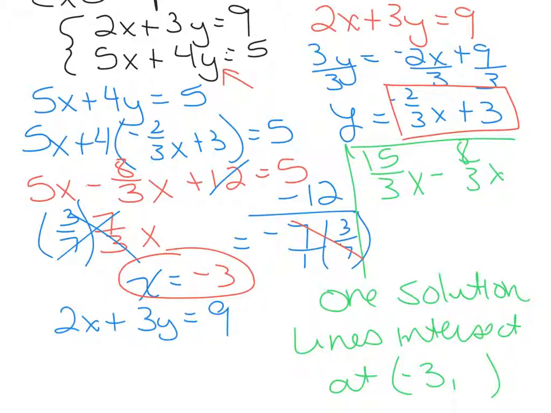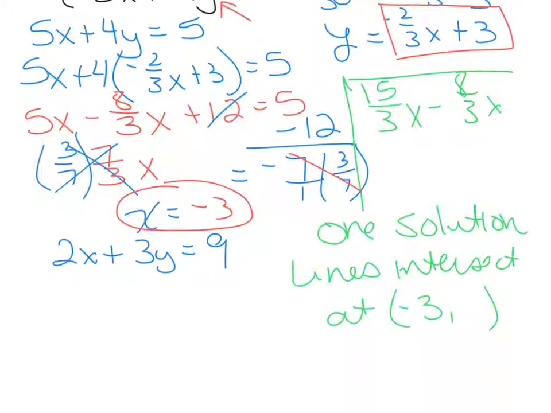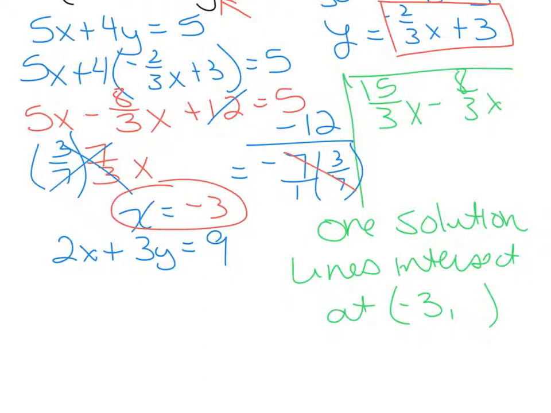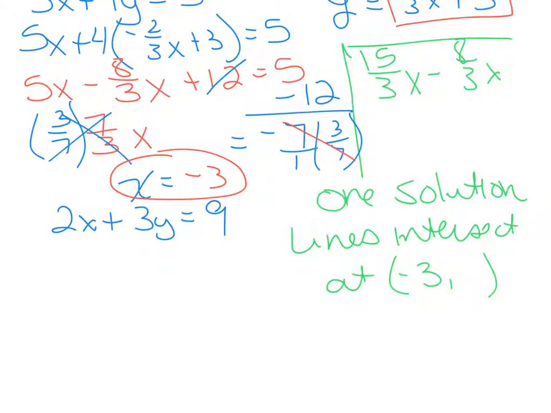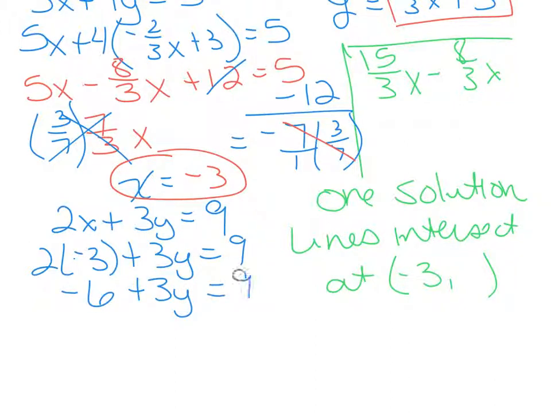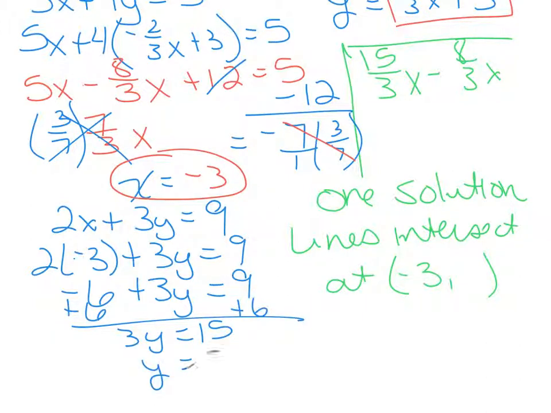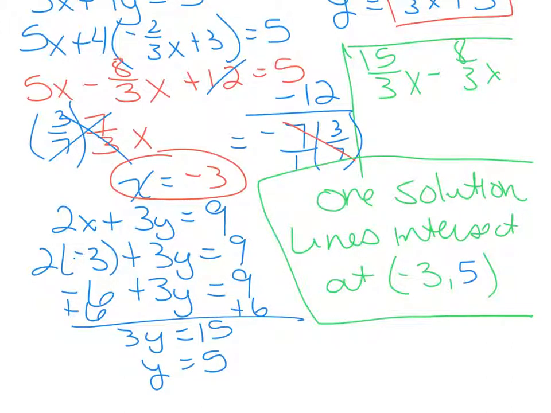We've already found that x equals negative 3, so we're going to scroll up, and we're going to substitute that negative 3 for x right in there. So 2 times negative 3 plus 3y equals 9. 2 times negative 3 is negative 6. Add the 6 to both sides. We have 3y equals 15. Divide by 3, you get y equals 5. So that's the y-coordinate for your solution now. So there's one solution. The lines intersect at the point negative 3, 5.